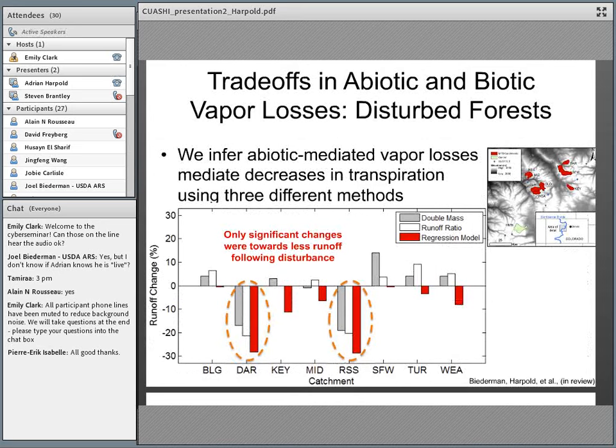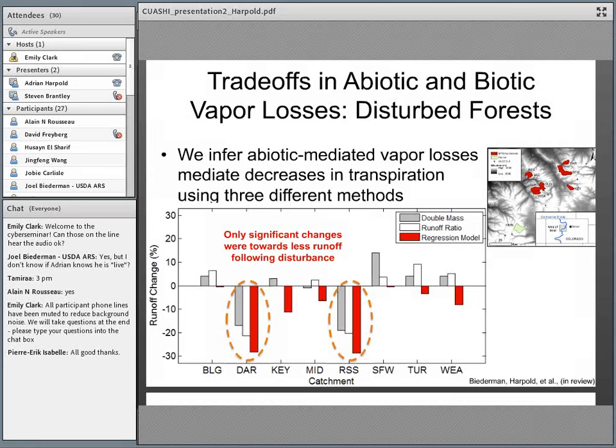So Joel took 3 different relatively simple approaches to trying to understand partitioning in these systems, and I won't go into detail about each one. But the take home here is that looking across these systems, the only real significant changes we saw following disturbance was a decrease in runoff. So less stream flow following disturbance. And in most cases, we really saw no significant change.